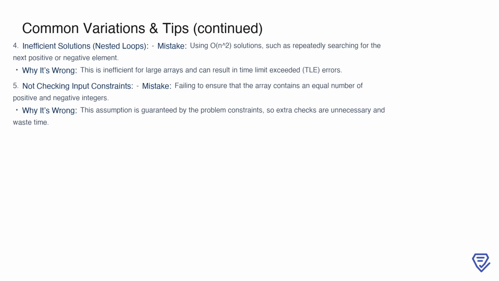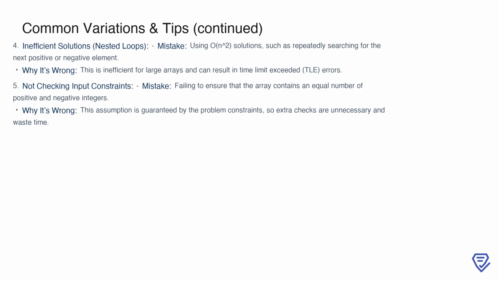Equally important is understanding the problem's constraints. Some might unnecessarily check if the input array contains an equal number of positive and negative integers. This check is redundant because the problem guarantees this condition. Adding extra validations wastes time and clutters your solution, so it's better to trust the constraints and focus on the core logic.